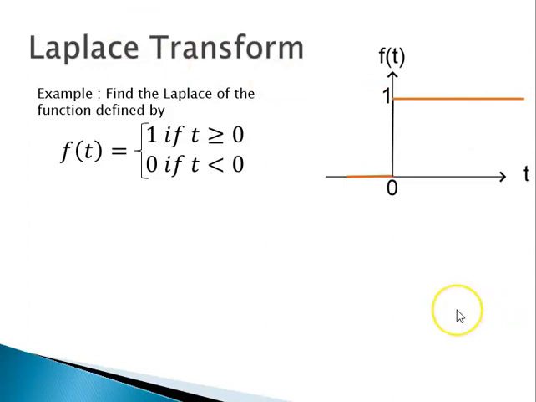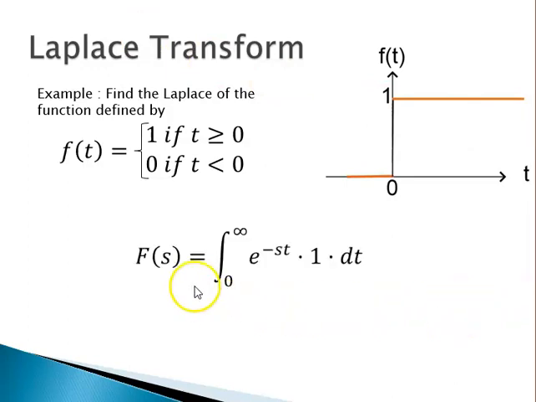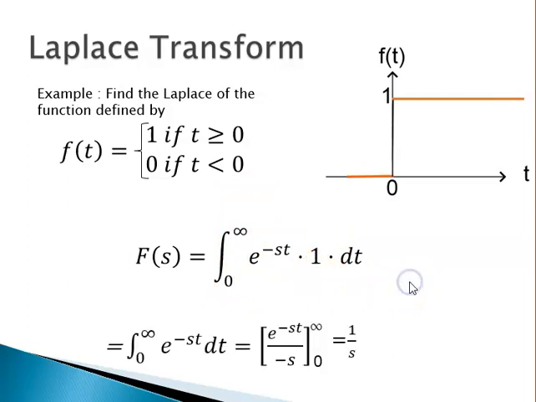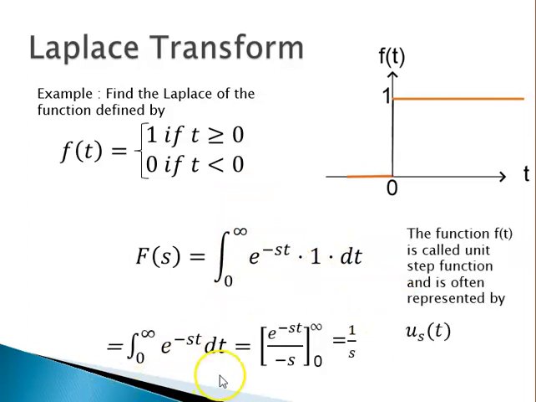With that idea, we will try to simplify this. Integral 0 to infinity e power minus st into f of t. f of t is 1 within the limit 0 and infinity, so you put 1 here and then try to simplify. The integral of e power minus st is e power minus st by minus s. Between the limits 0 and infinity, it is 1 over s. The function f of t is called a unit step function, and it is represented by u subscript s of t.